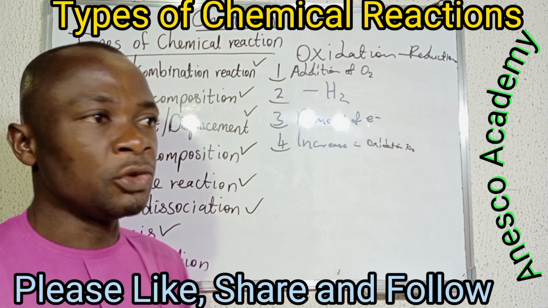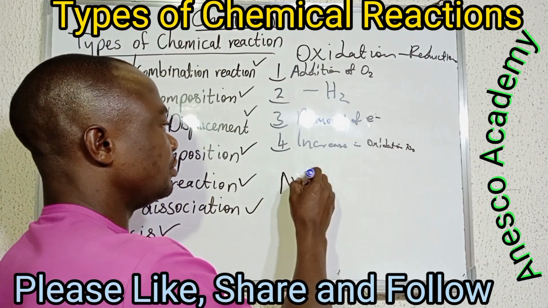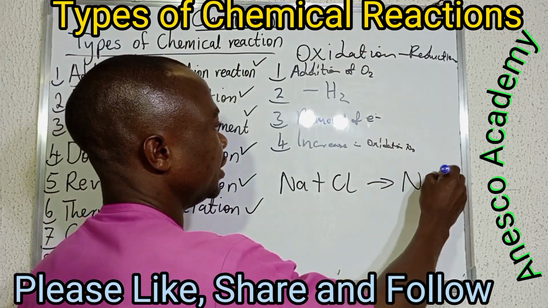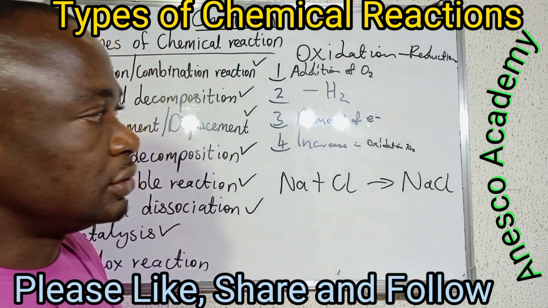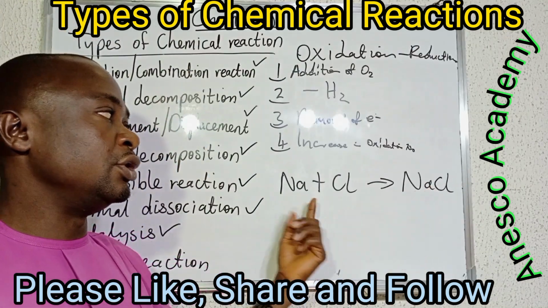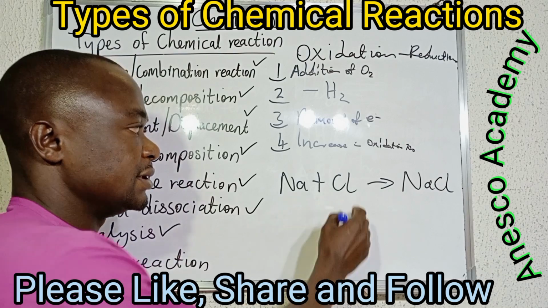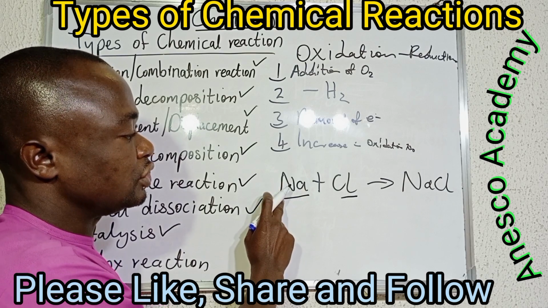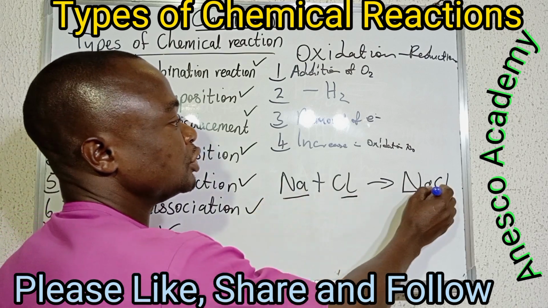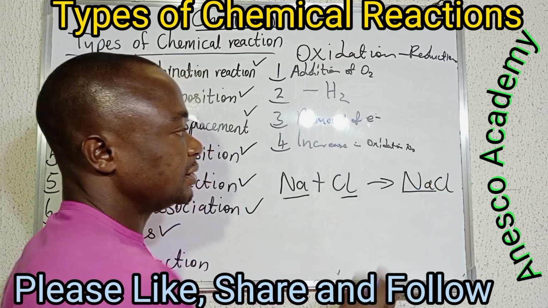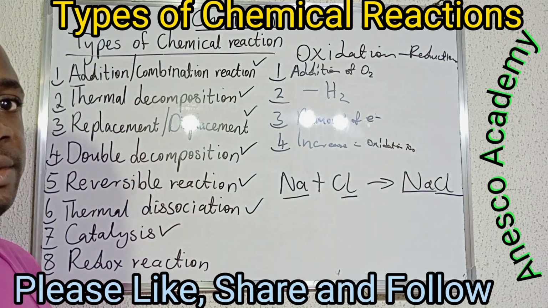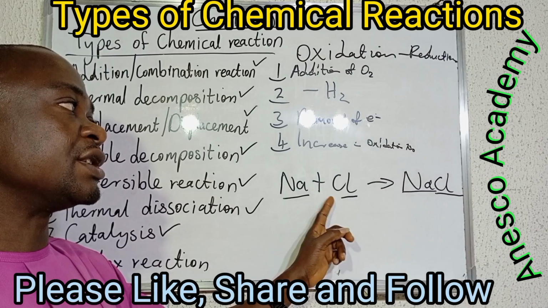Oxidized. If you combine sodium plus chlorine to form sodium chloride, the oxidizing agent here is this. Reducing agent is this. Now, since sodium is reducing agent, sodium is the one that is oxidized here. Then chlorine is the one that is what? Reduced.